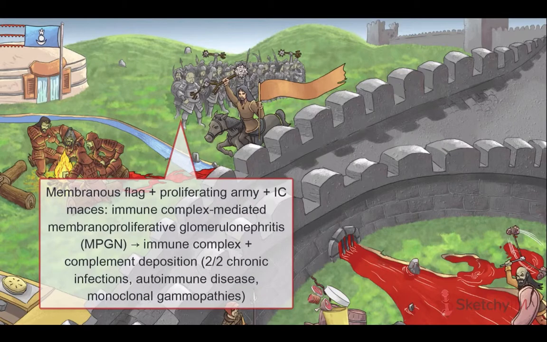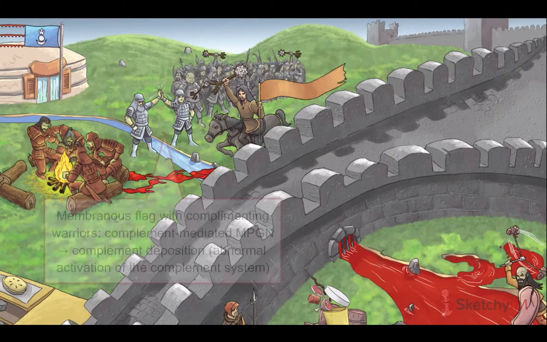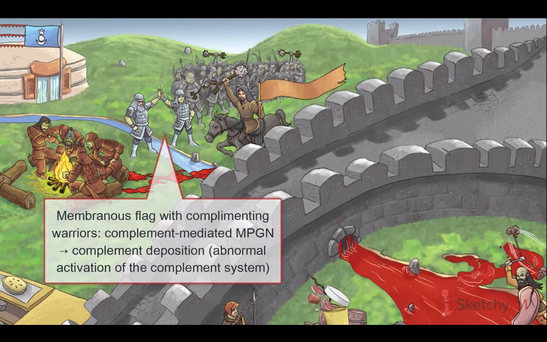Immune complexes deposit in the setting of chronic infections, autoimmune diseases, or monoclonal gammopathies like multiple myeloma. So his army wields antibody maces, evoking an image of immune complex deposition. Another less common type of MPGN is termed complement-mediated MPGN.